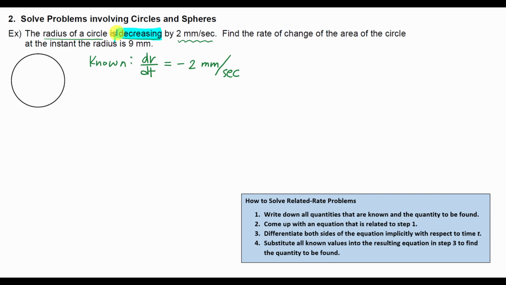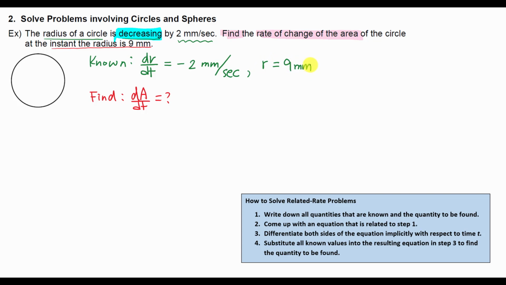Now, find the rate of change of area. So that's what you have to find since they told you to find it. Find what? The rate of change of the area of a circle. So I have to find the rate of change of area with respect to t when the instant radius is 9 millimeters. So what they also gave you is the moment the radius is equal to 9 millimeters.